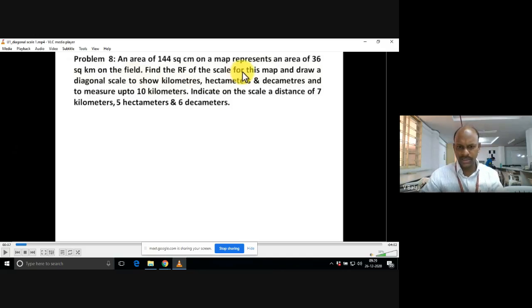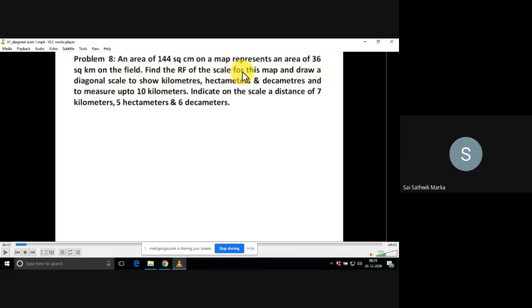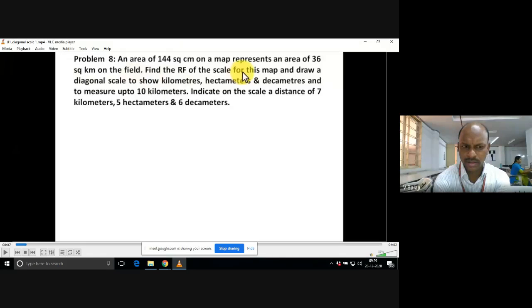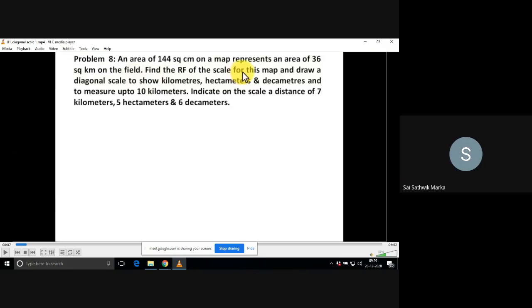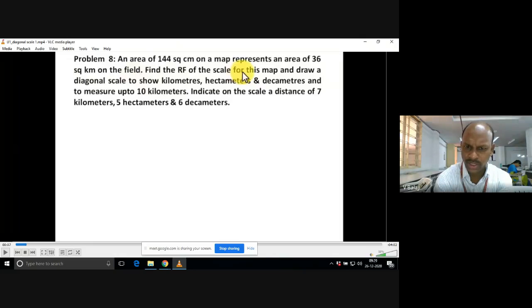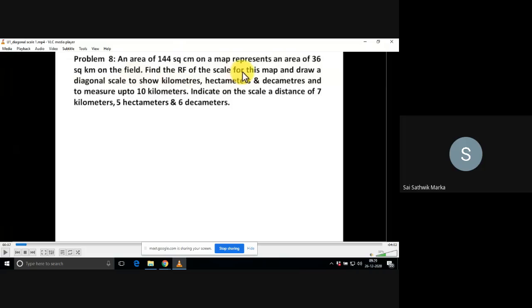Do you know the relation between kilometers, hectometers and decameters? 1 kilometer is equal to how many hectometers? 1 hectometer equal to how many decameters? 1 kilometer is equal to 10 hectometers. And 1 hectometer is equal to 10 decameters. You need to keep in mind all these unit conversions. I think I have given you some chart with all the units.